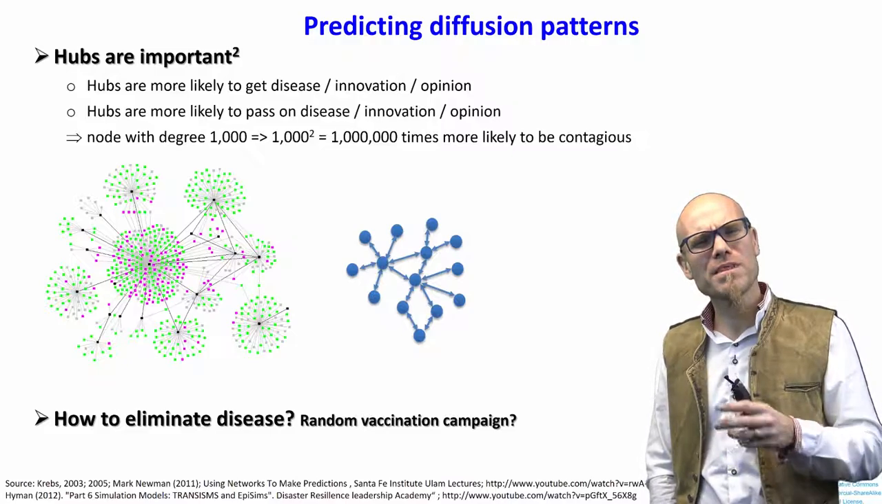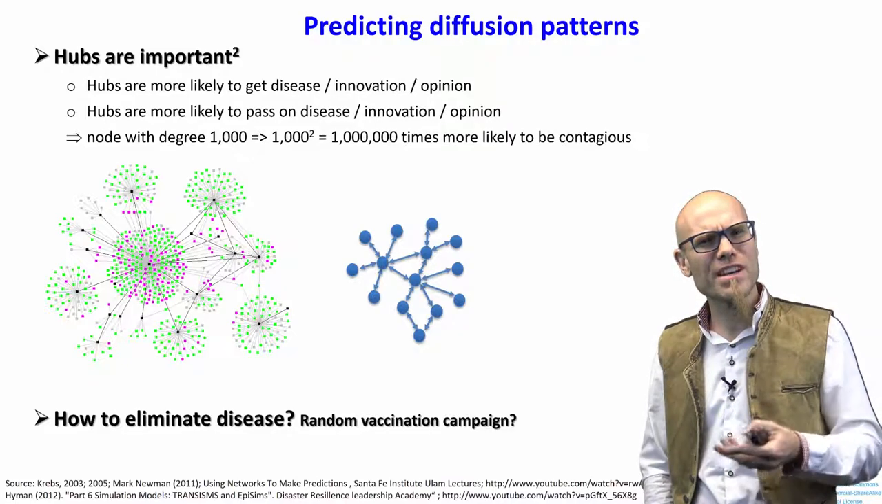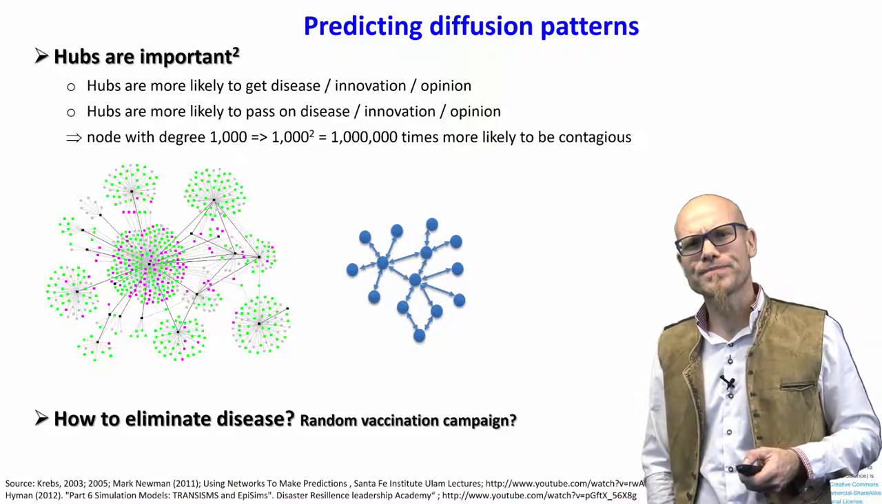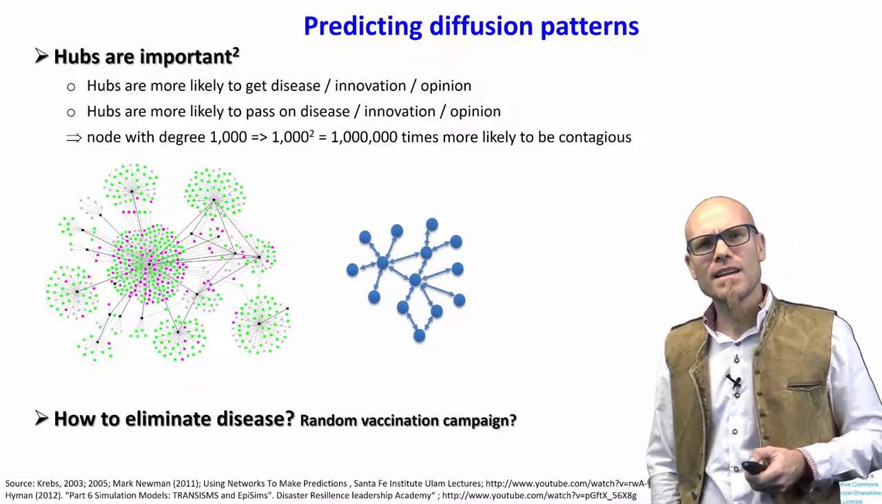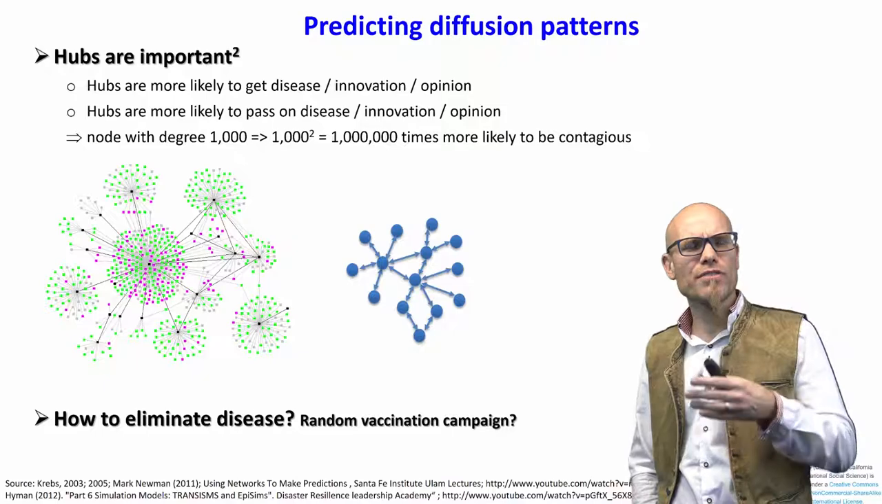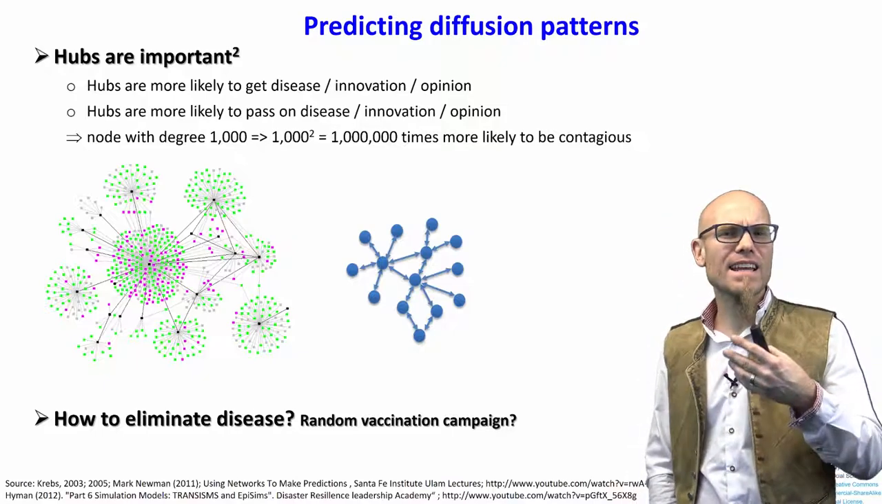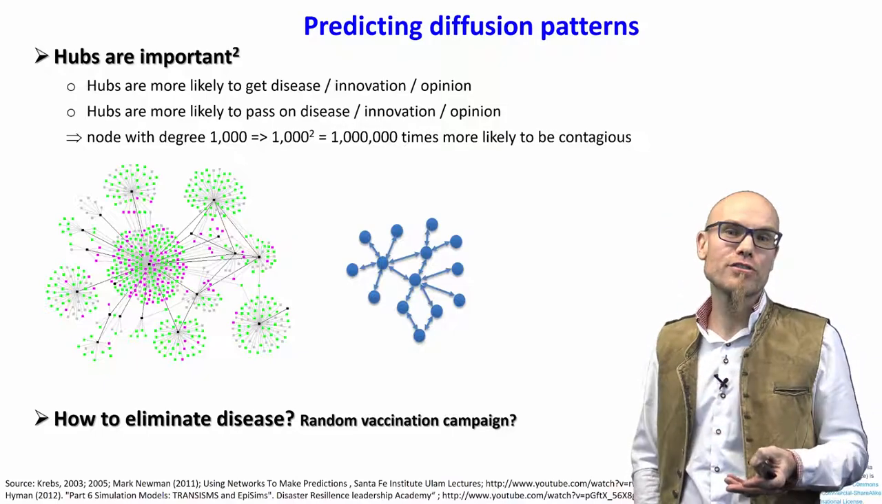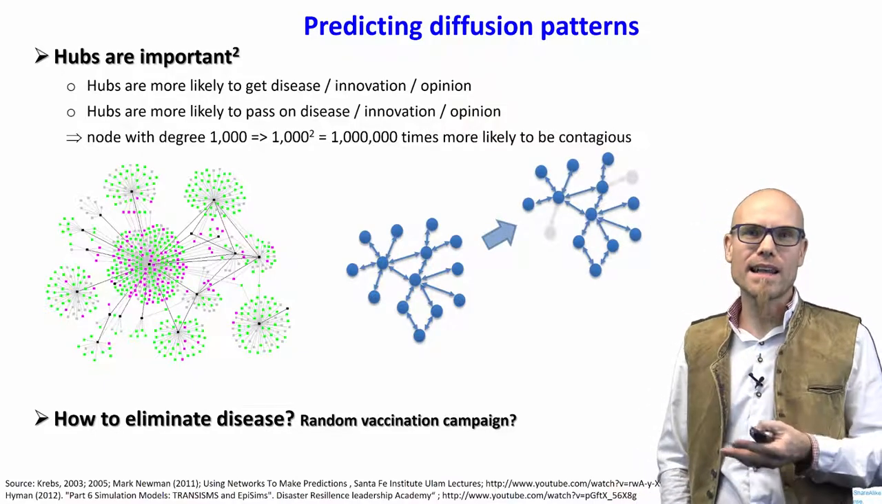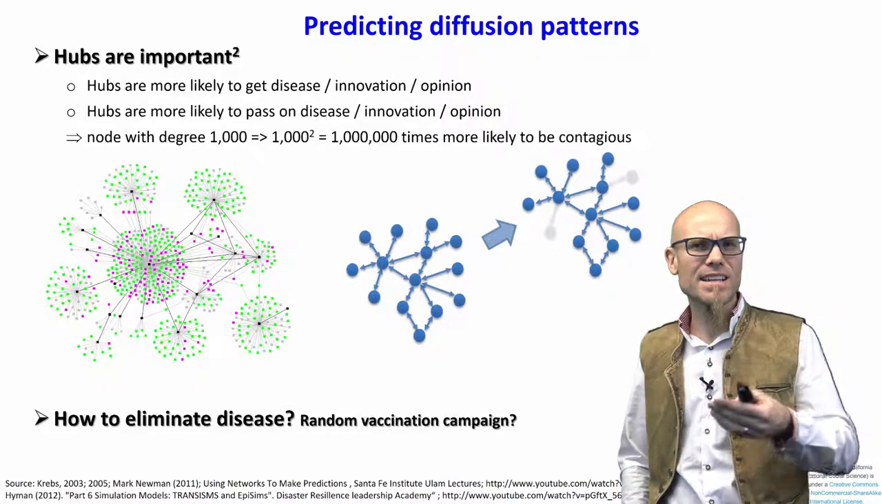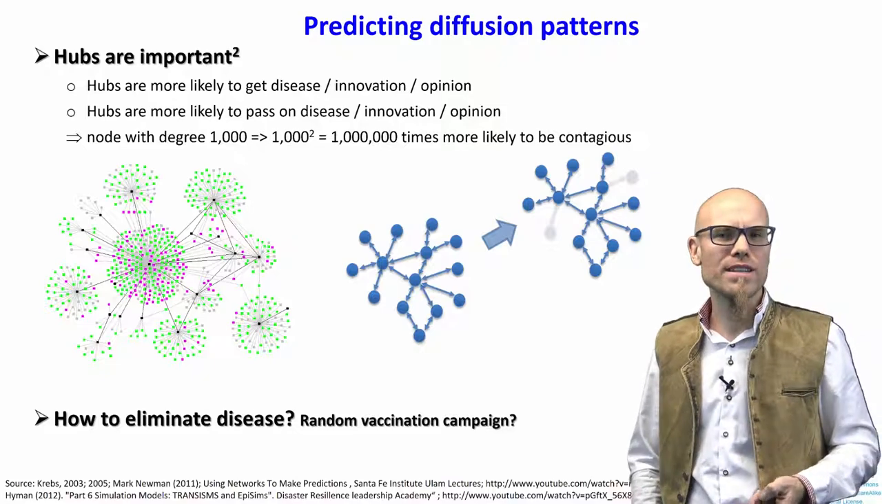Think about it. What would be the best strategy? A random vaccination strategy, or what would you suggest? Let's look at this network. If we randomly vaccinate 2 people, we might pick these 2. Okay, so these 2 are vaccinated, and the network is still pretty much intact. So the disease can still flow around the network.